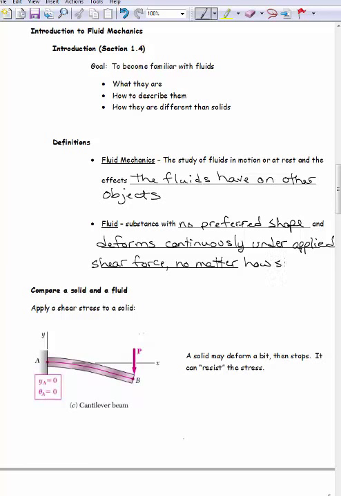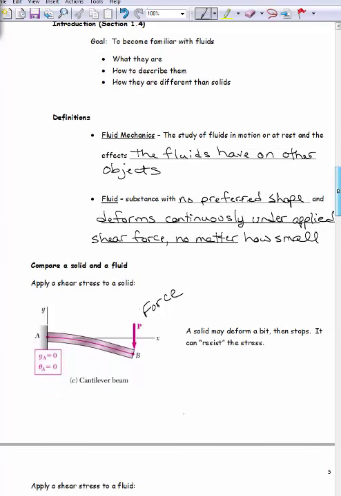And let's illustrate this by comparing a solid to a fluid. So first of all, if you have, say, this cantilever beam and you apply a force, P is a force, it's going to bend a little bit, right? But after it bends a little bit, it's going to be able to resist the force and it's going to stop moving.